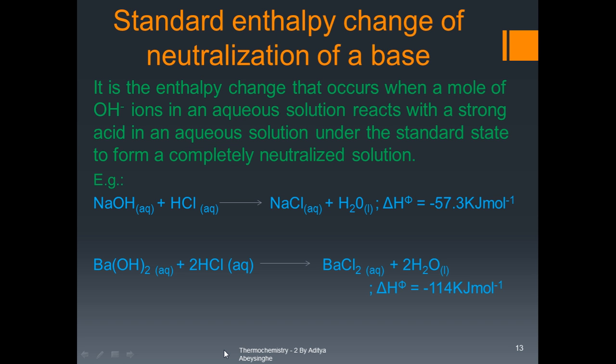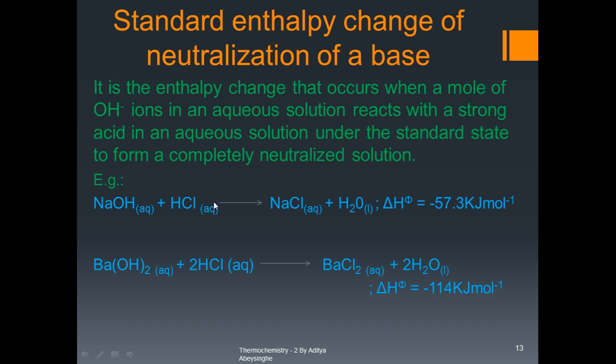Now when considering bases, as I mentioned, you can also define a standard enthalpy change of neutralization for a base. So that's very similar to the definition and the examples and the reactions that happen when I define the standard enthalpy change of neutralization for an acid. So it's defined as the enthalpy change that occurs when a mole of OH minus ions or hydroxyl ions in an aqueous solution, so it should be in aqueous mode, you know that sodium hydroxide here and barium hydroxide, all those are in the aqueous mode, reacts with a strong acid in an aqueous solution.